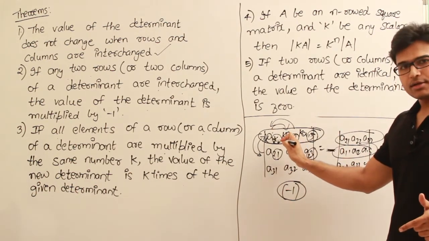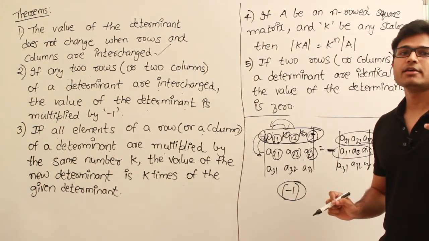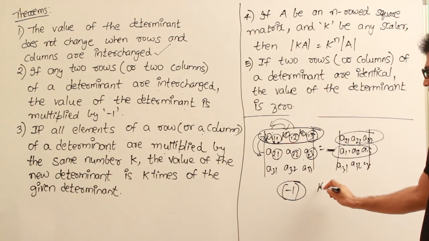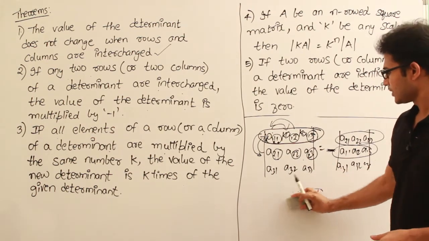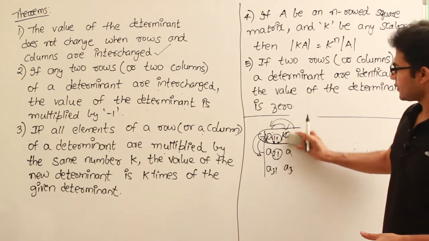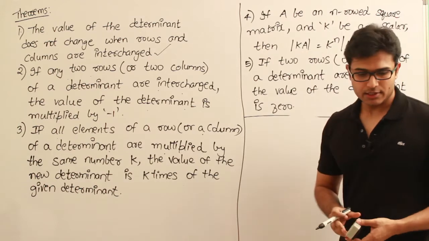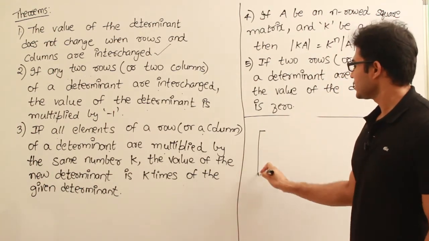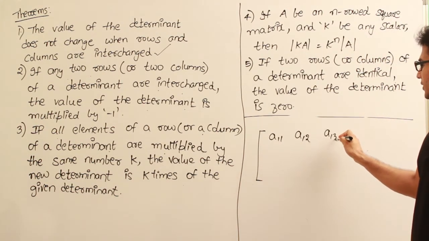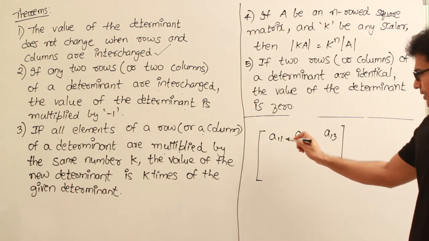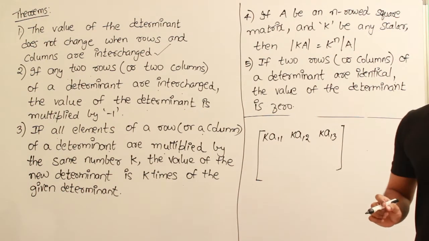Now there is the element, along with that k is also there, therefore every element is now multiplied with k. What I'm trying to explain is, this theorem says that if you multiply all the elements of a row with a constant k, for example a row like a11, a12, a13, then the entire determinant is going to be multiplied by k.